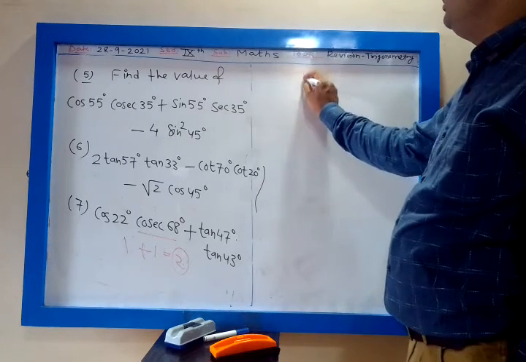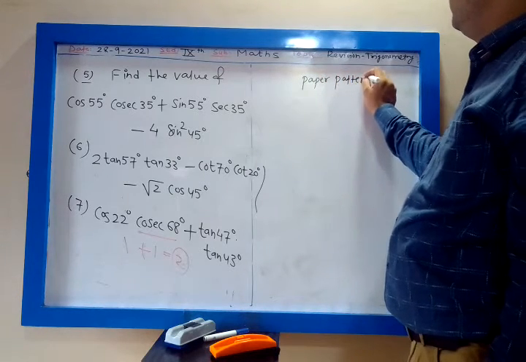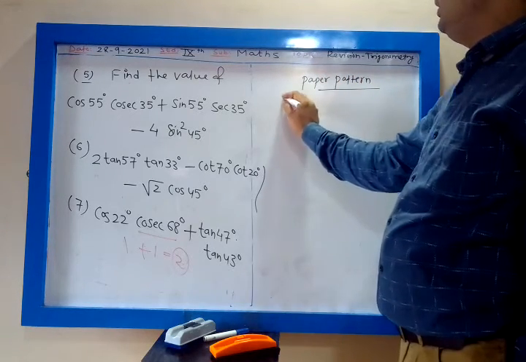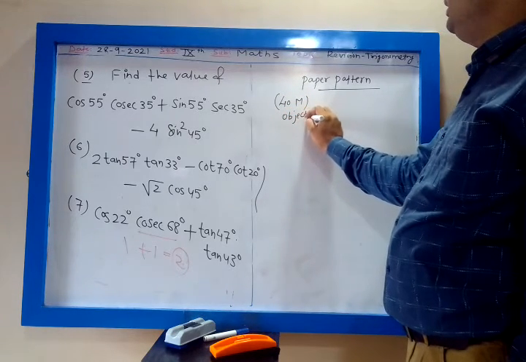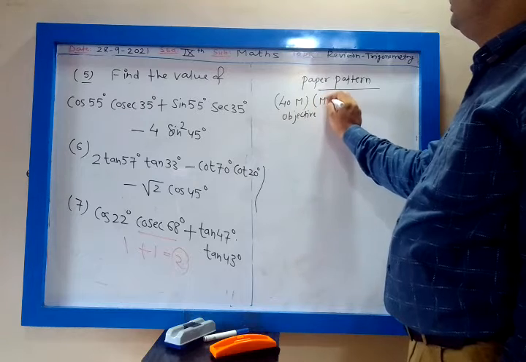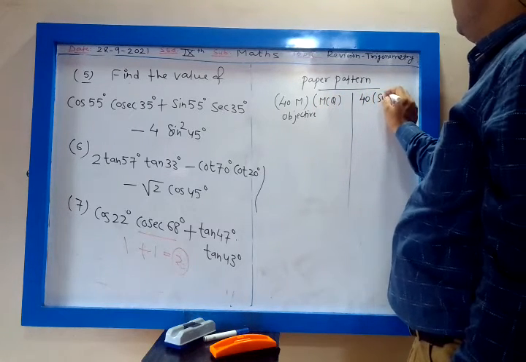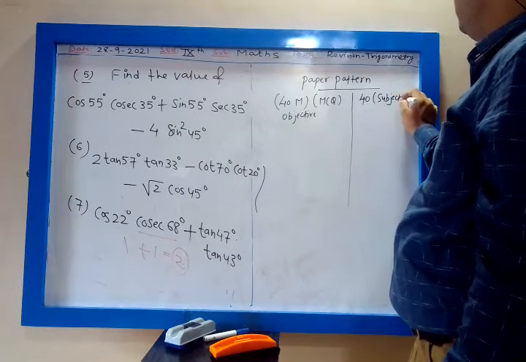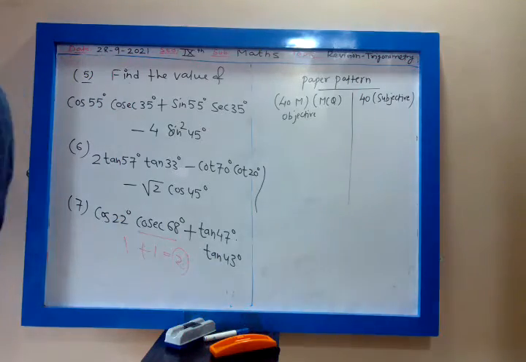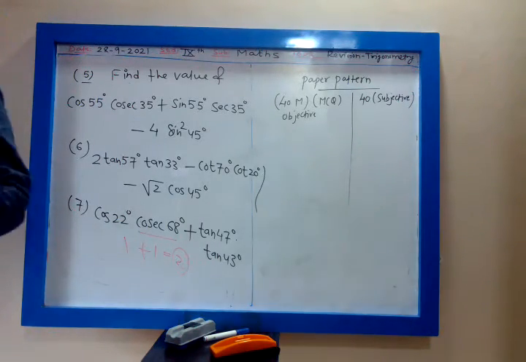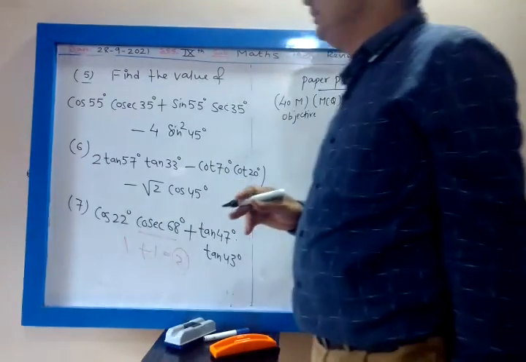Okay, chalo, write down paper pattern. 40 marks will be objective in MCQ form, and 40 marks will be subjective. Subjective means you have to write down the answer and upload the answer. See, you have to upload a single PDF. For each question there should not be a separate upload. You have to make all the answers a single PDF and upload it in the first answer.